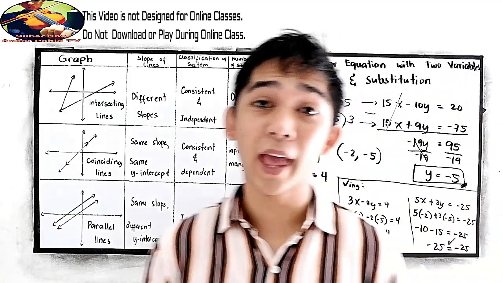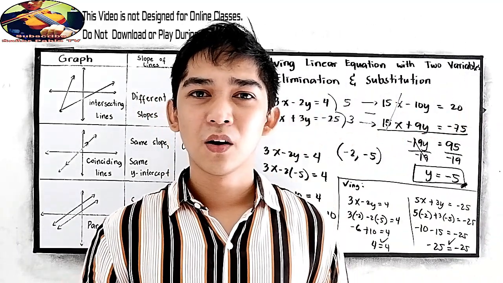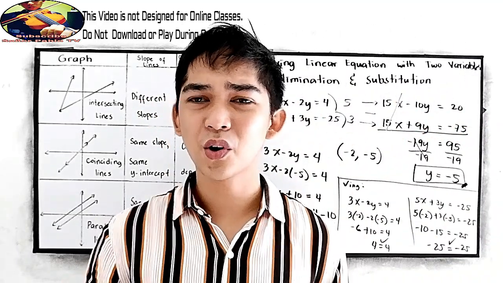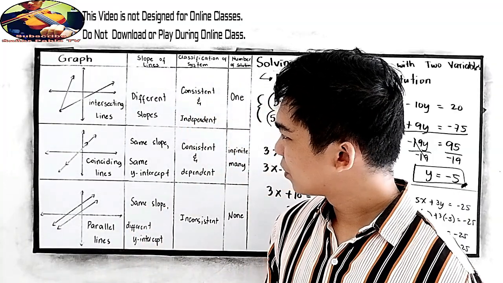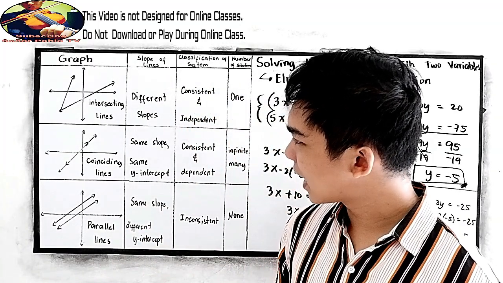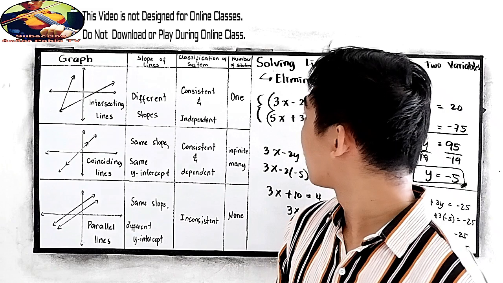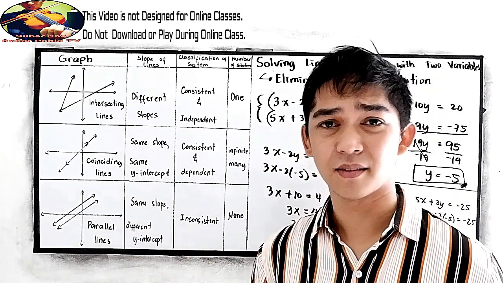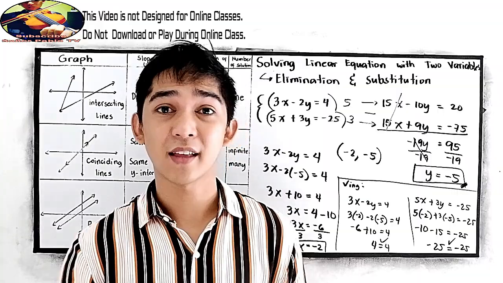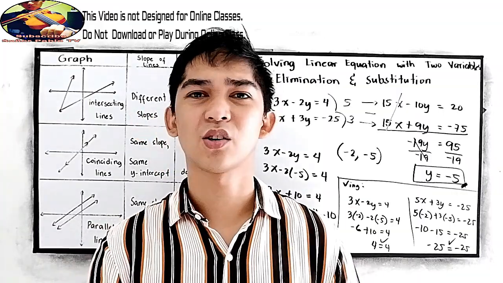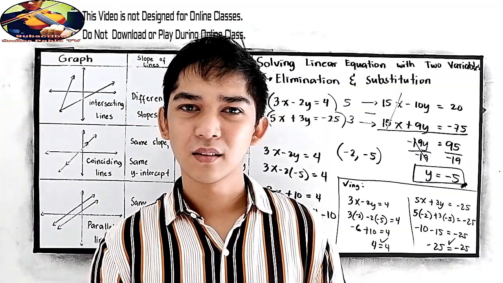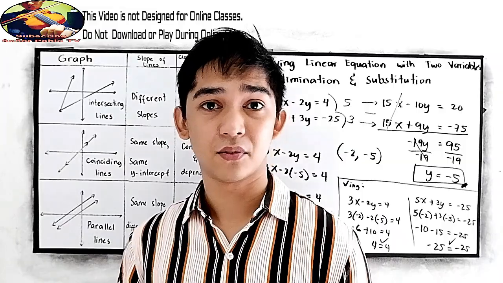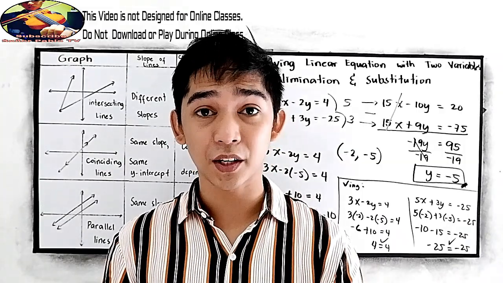Now, in our next video, what if you're going to find out that the equation or the system of equations is coinciding and parallel lines? We haven't encountered that, so that would be our next lesson. What will happen if that would be the graph? So stay tuned for the next video.